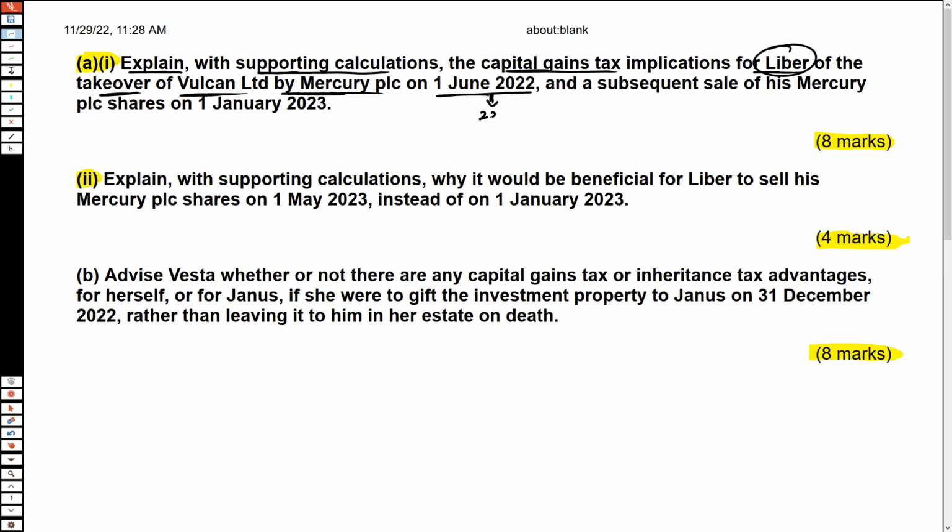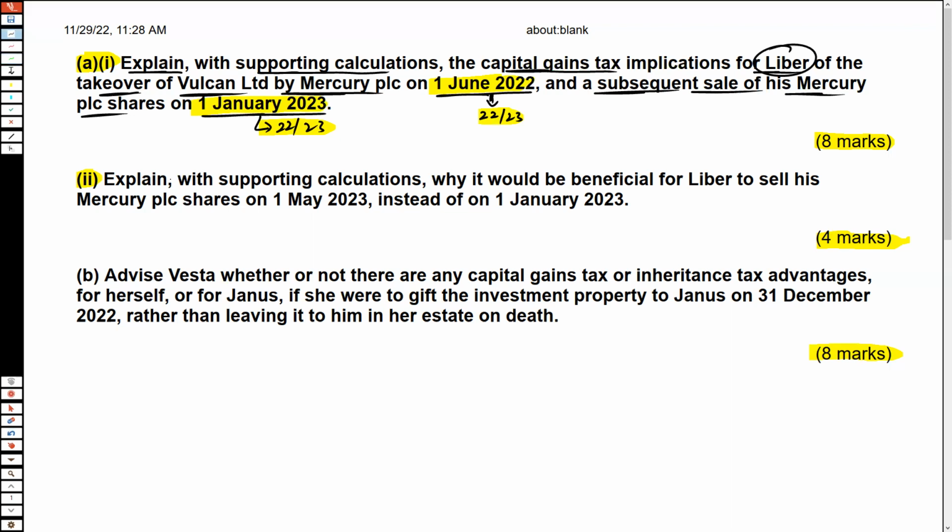1st June 22 is in the fiscal year 22-23, and a subsequent sale of his Mercury PLC shares on 1st Jan 23 is also in the same fiscal year 22-23. So basically the person received these shares through a takeover or reorganization in the fiscal year and is planning to dispose of the shares on 1st Jan 23, which also falls in the same fiscal year. So you need to explain with the supporting calculation the CGT implications for LIBOR.